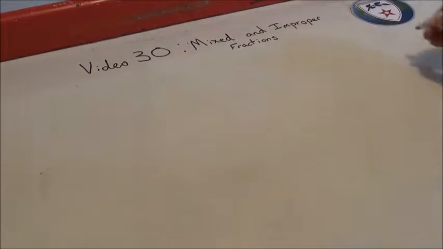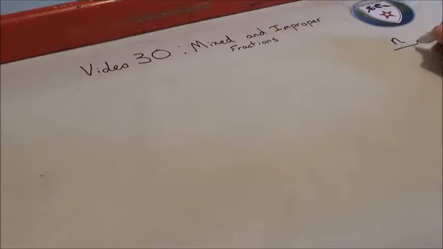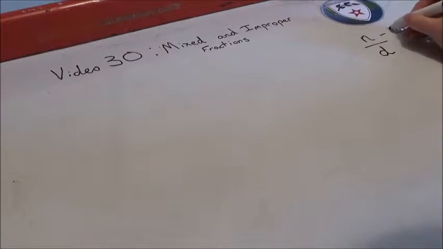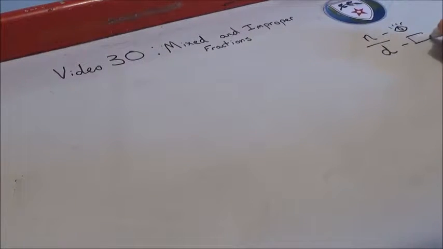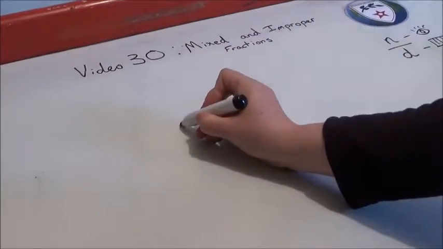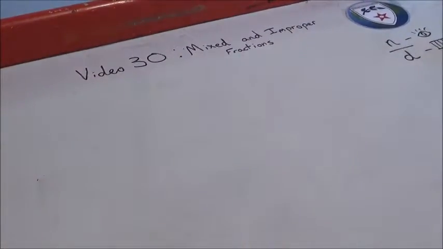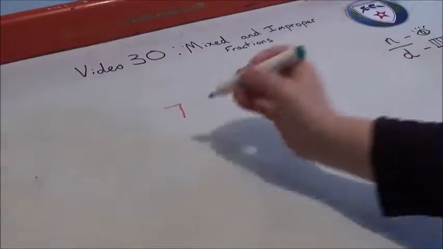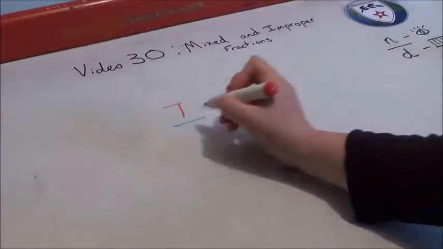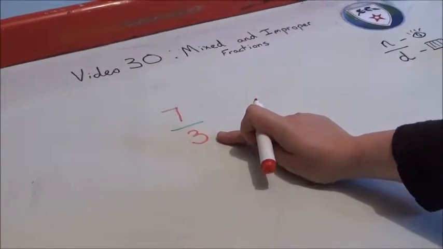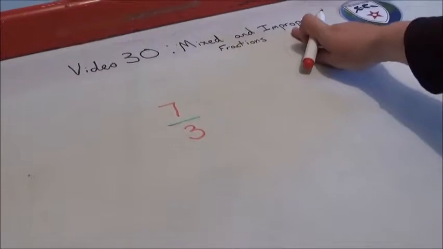Right, quickly recap. Top of the fraction's the numerator, bottom of the fraction's the denominator. Numerator, how many pieces we're looking at. Denominator, how many pieces make a whole. An improper fraction is when the numerator is bigger than the denominator. So, for example, if I had 7 thirds, you can see here my numerator is bigger than my denominator, and we call that an improper fraction.